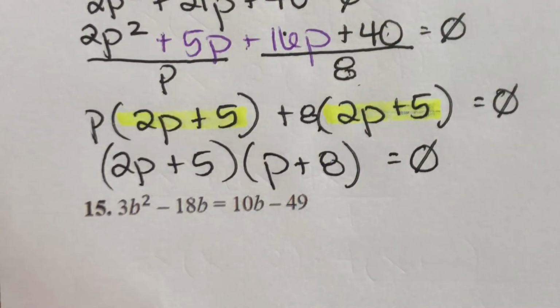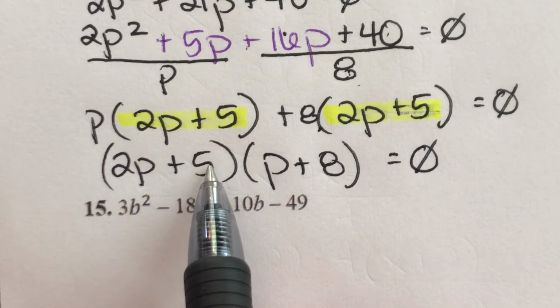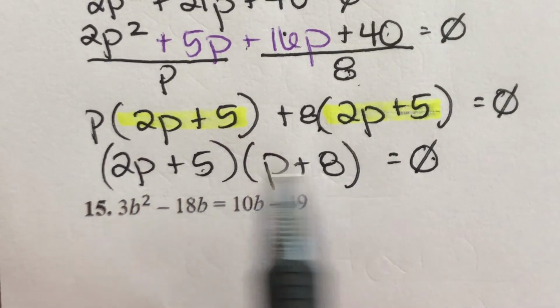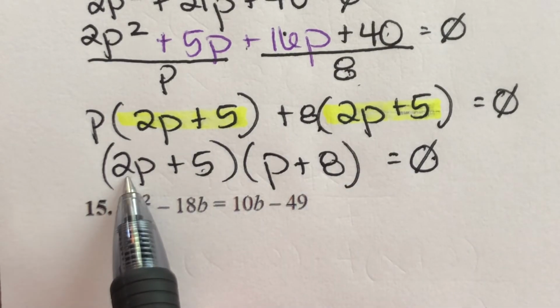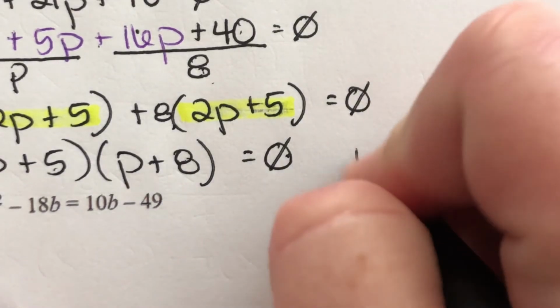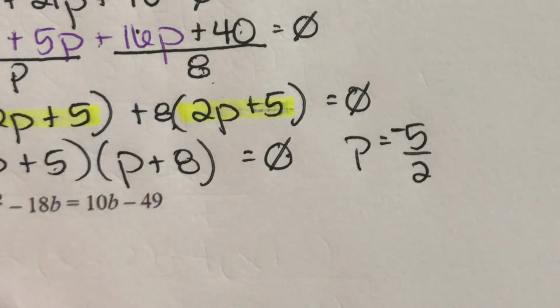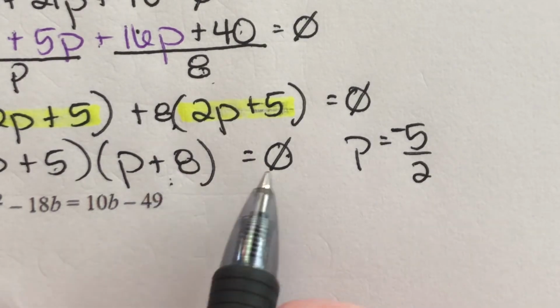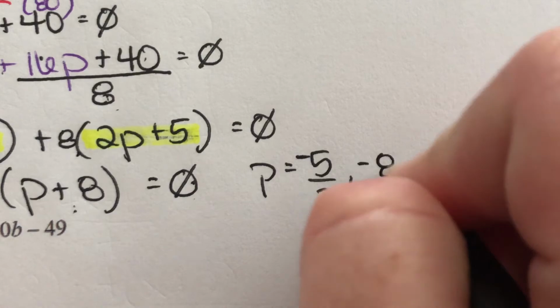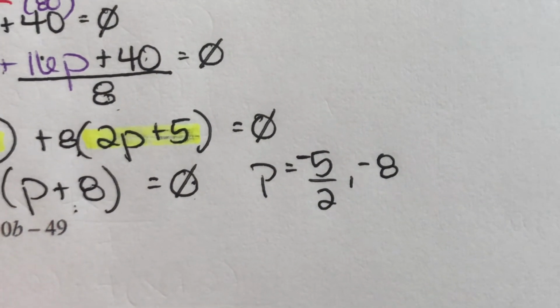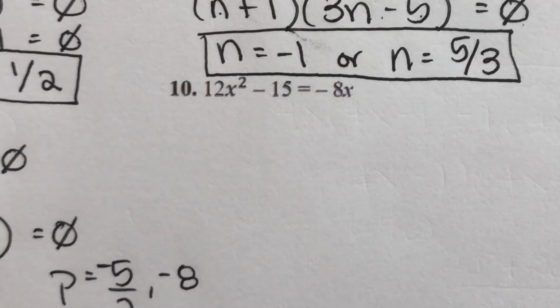equals 0. So then when I set this equal to 0, I'm going to subtract 5 from both sides and then divide by 2. So I'll get p equals negative 5 over 2. And for this one, I'm just going to subtract 8 from both sides, and p equals negative 8. I'm running out of room and out of time, so I'm not showing the work for that, but do make sure you show all your work. Okay, number 10.